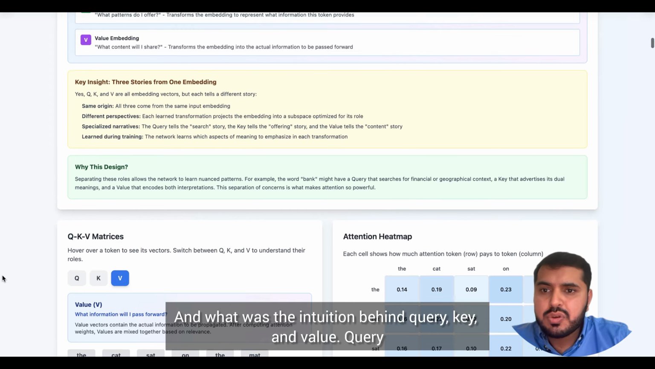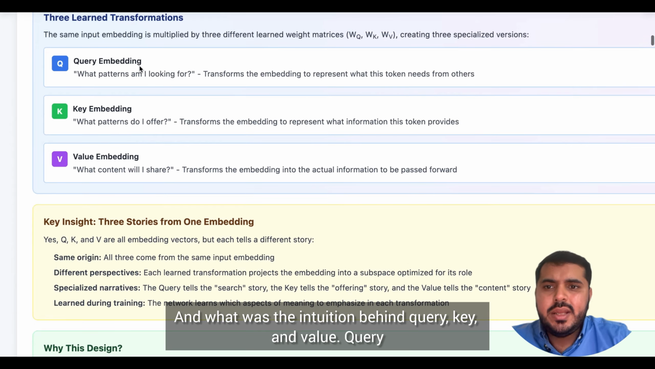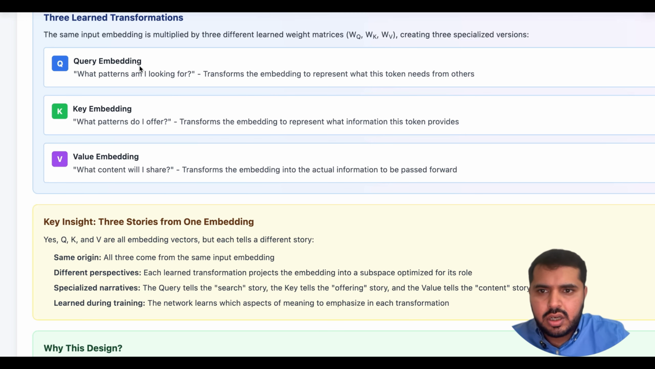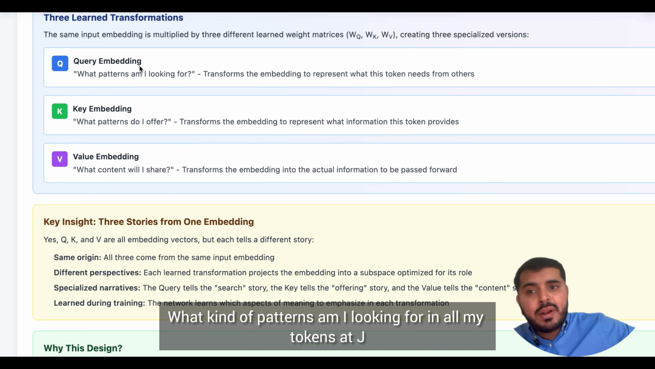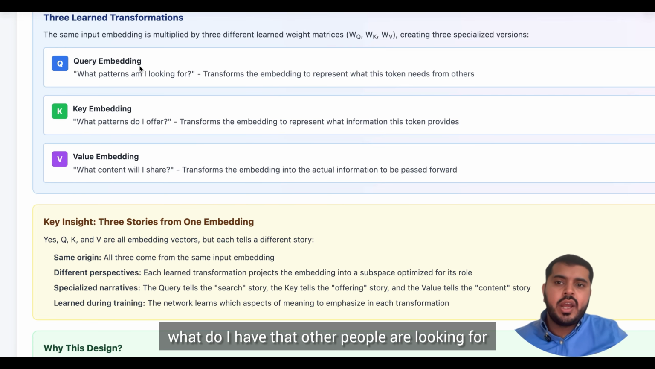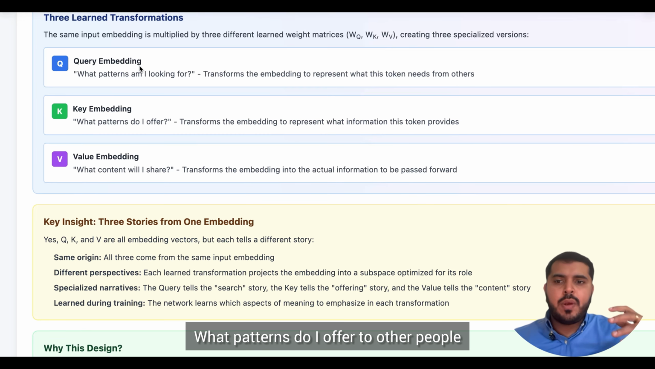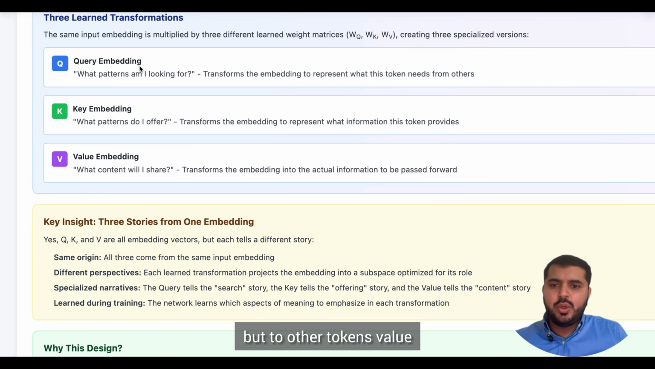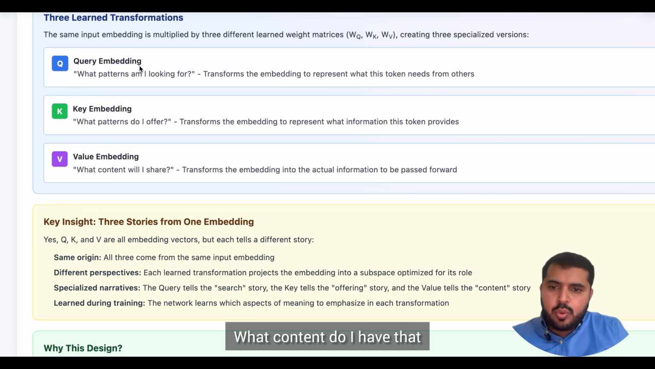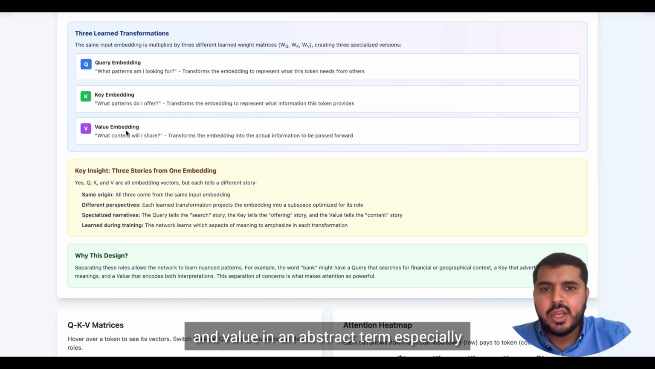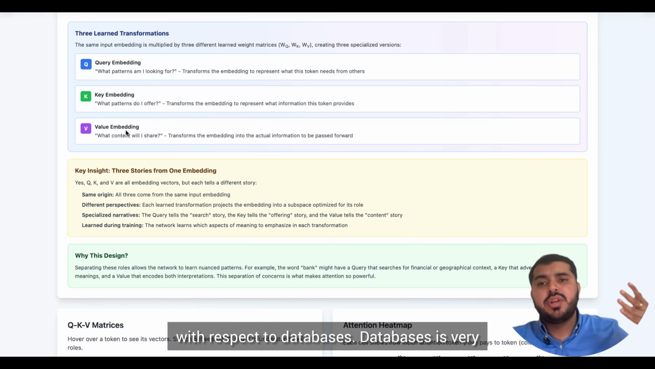So what was the intuition behind query, key, and value? Query, the abstract idea behind query is, what am I looking for? What kind of patterns am I looking for in all my token set J, right? Key, the idea of key says, what do I have that other people are looking for? What patterns do I offer to other tokens? Value, what content do I have that will be useful, right? So we have to think about query, key, and value in abstract terms, especially with respect to databases. Databases are a very nice way to think about query, key, and value.